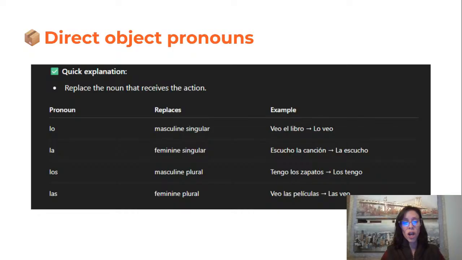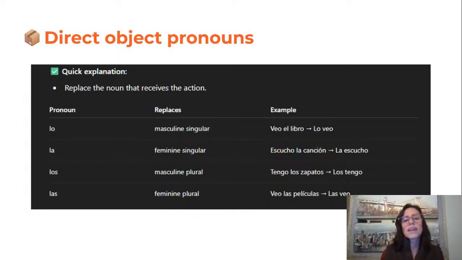"Los tengo." "Los," the direct object pronoun, comes first. "Los tengo." Here is the same word, same logic. "Los zapatos," "los" followed by a noun, the shoes. "Los" followed by a conjugated verb, "los," direct object pronoun, so "them."